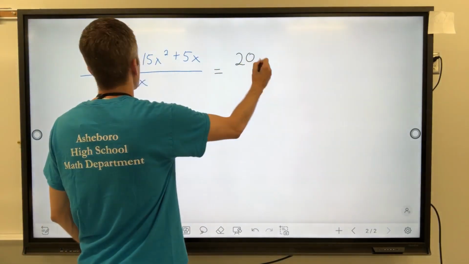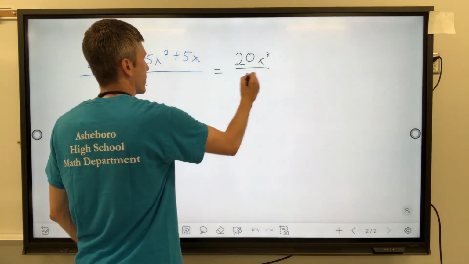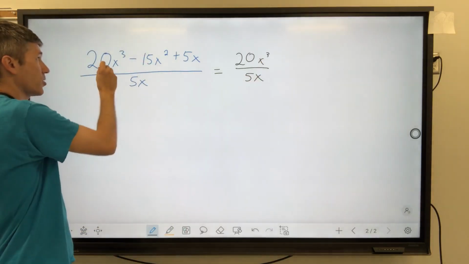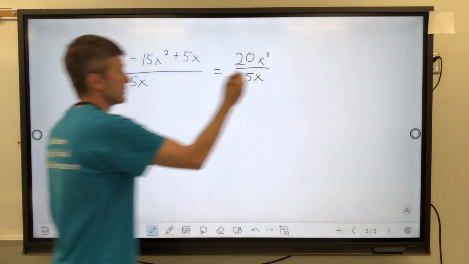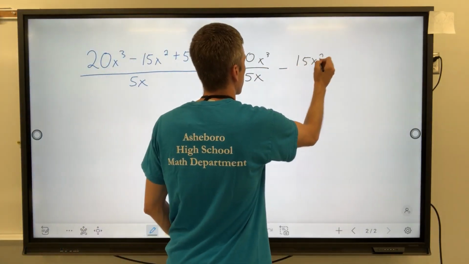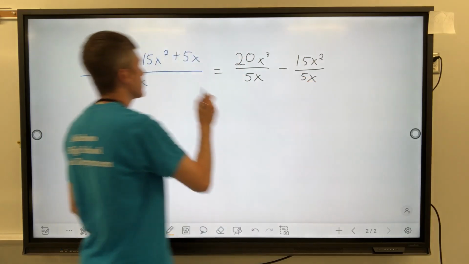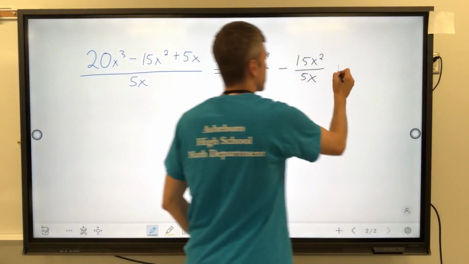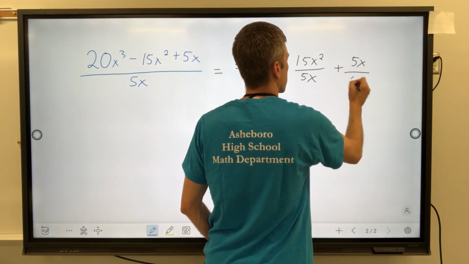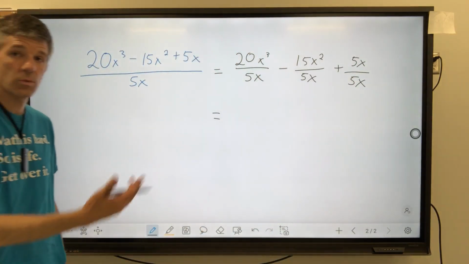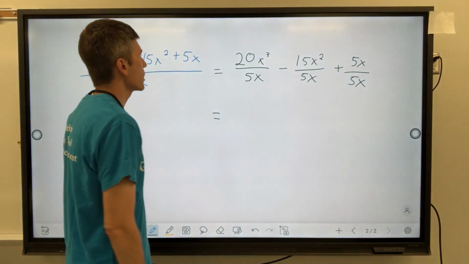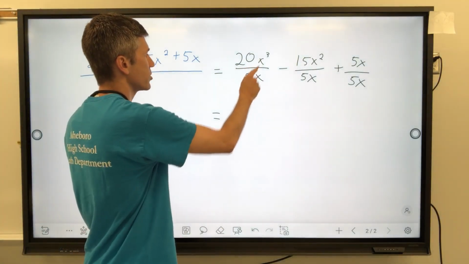So we're going to have 20x cubed over 5x. So this term divided by the denominator, and then this term divided by the denominator, so 15x squared over 5x, and then 5x divided by 5x. Okay, so let's just tackle each individual fraction separately. So we're going to have 20x cubed over 5x.